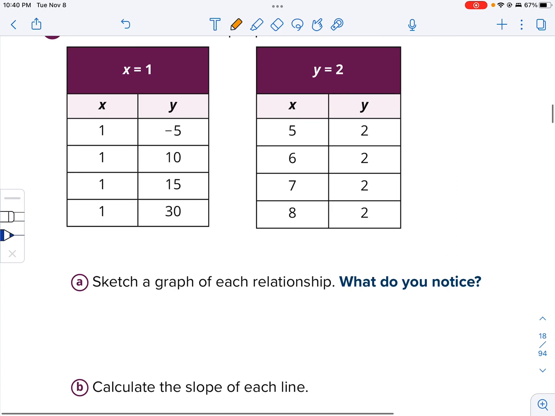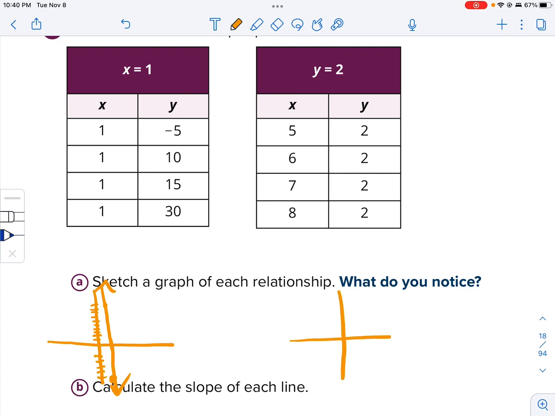Okay, so let's look at this. Sketch the graph of the relationship. Okay, so if I sketch this first one, I have 1, negative 5. It's right here. 1, 10. Right there. Look at that. It's going to be a vertical line. Let's look at this one. 5, 2, then 6, 2, 7, 2, 8, 2. Look at that. That's going to be a horizontal line.